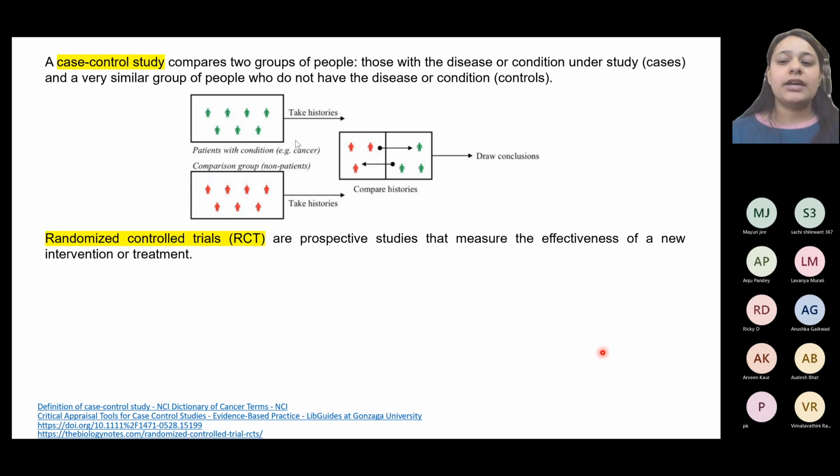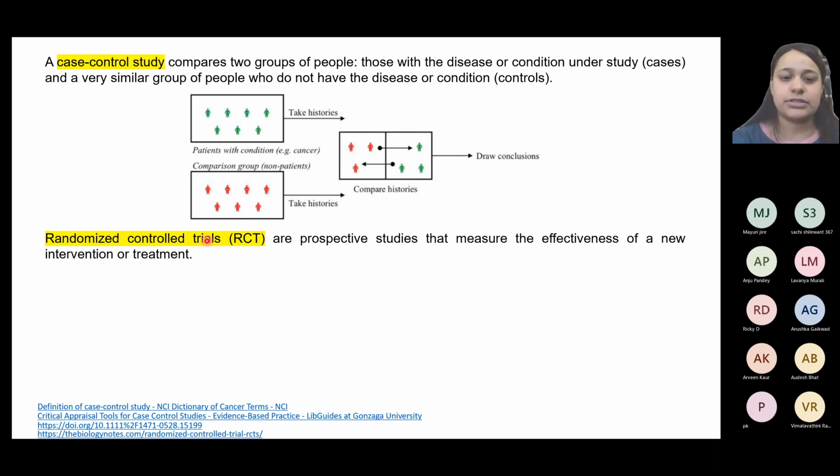Now, the next kind of study is known as randomized controlled trials, right? RCTs are prospective studies that measure the effectiveness of a new intervention or a treatment. So sometimes what will happen is that, for example, a drug has been introduced, right? So it is still at the clinical trial phase, right? You have heard of drugs or injections or therapies being at clinical trial phases, right? So in these phases, what will happen?